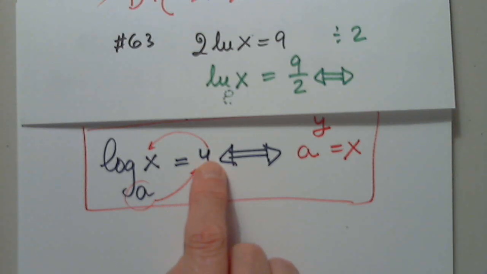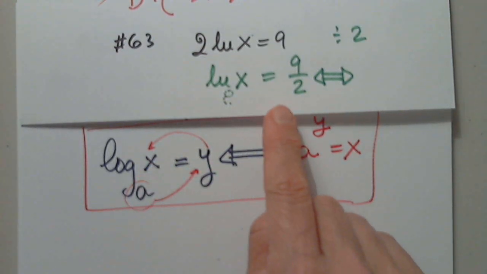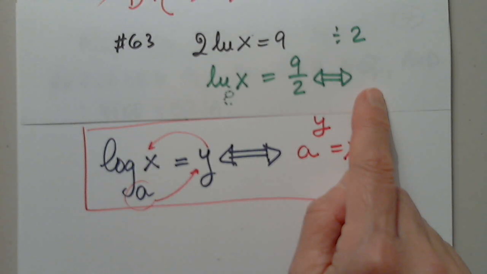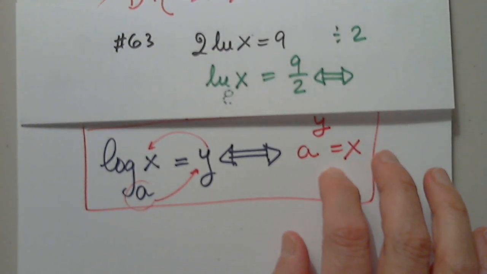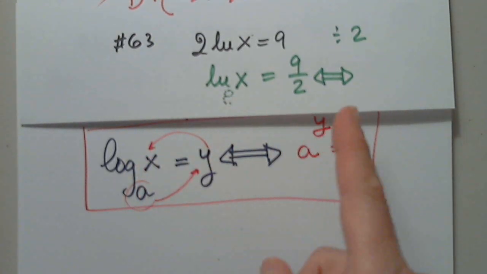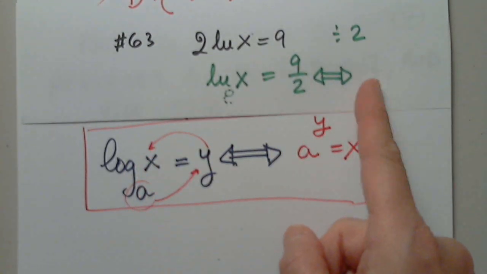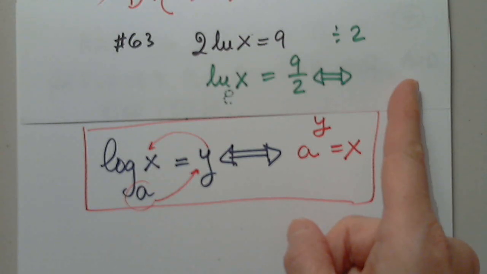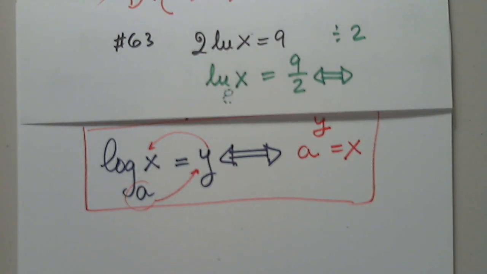Base raised to y equals x. How do I write this here? Applying this property: base raised to y equals x. Can anyone give us the equivalent? Anyone? Anyone, please? Give it a try. I'll write it. Ready?